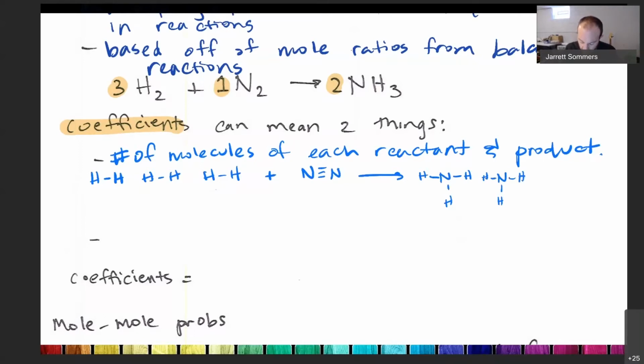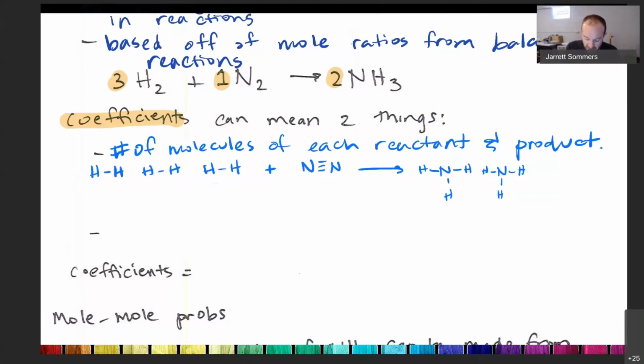When you balance it out and you use those coefficients, you're saying that 3 of these hydrogen molecules will react with 1 of these nitrogen molecules. And by react, I mean they break themselves apart, they rearrange themselves, and they make these 2 ammonia molecules. So the 3, the 1, and the 2 literally on a molecular level mean the number of molecules of each of the reactants and the products. Again, the reactants are on the left-hand side, and the products are on the right-hand side of this reaction. So that's what it means on a very basic level.